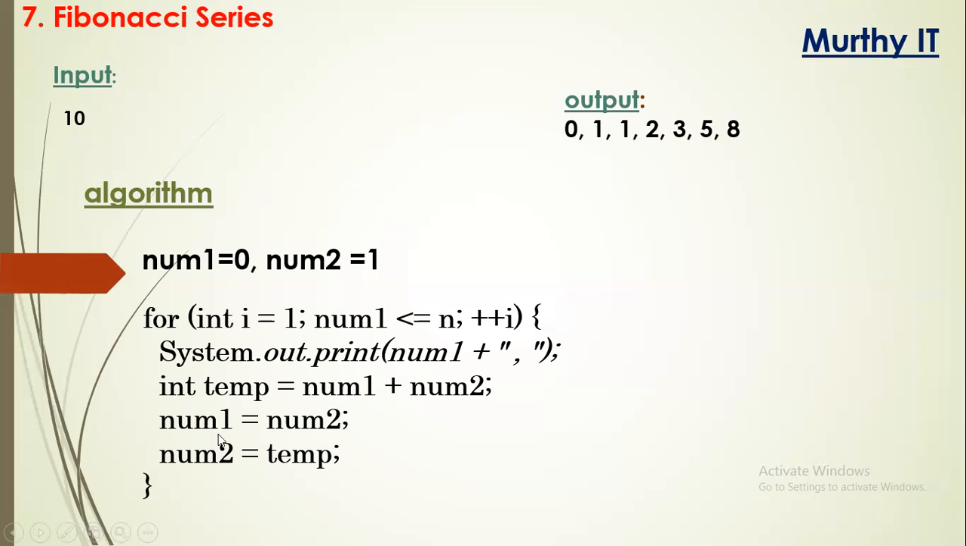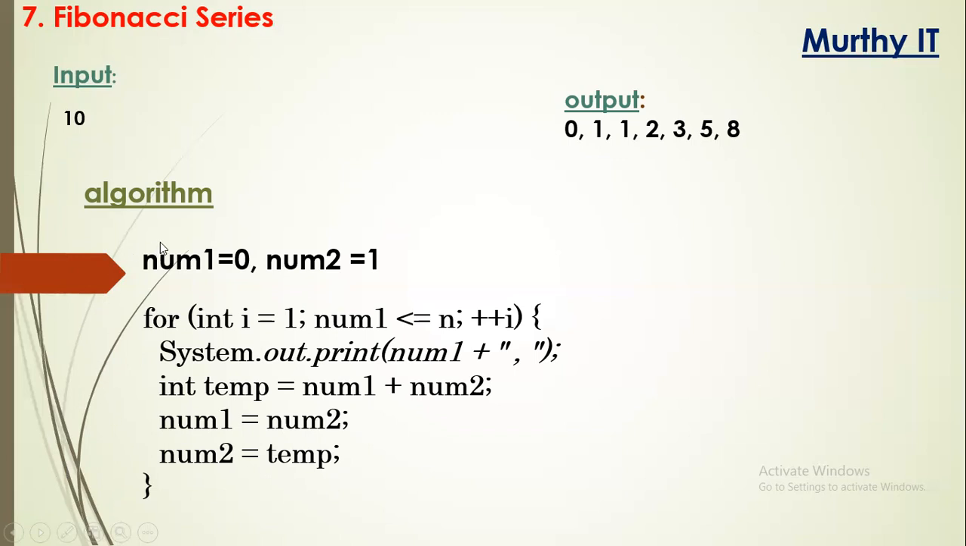The 1 in number 2 will be stored in number 1. Then number 2 equal to temp. So even in number 2, 1 is there. At the end of the first iteration, the temp variable is 1, number 1 is 1, and number 2 is also 1.